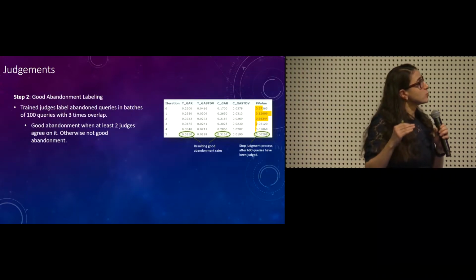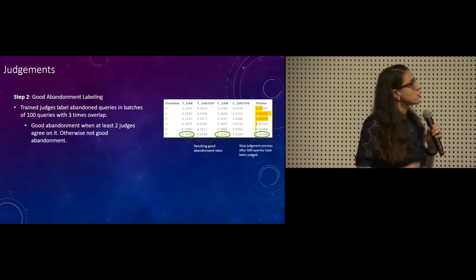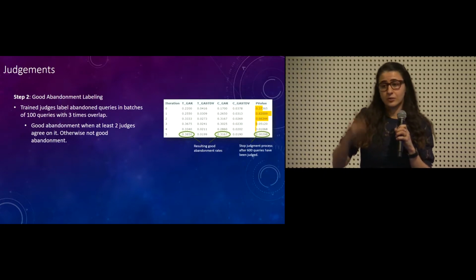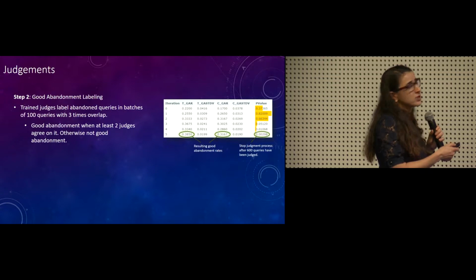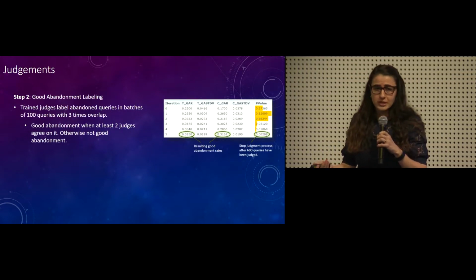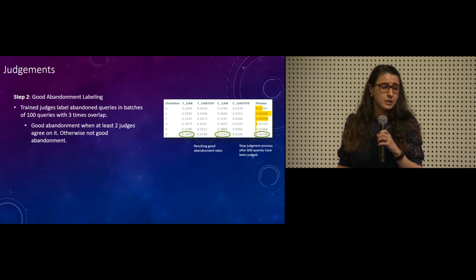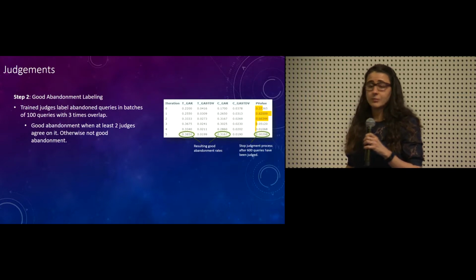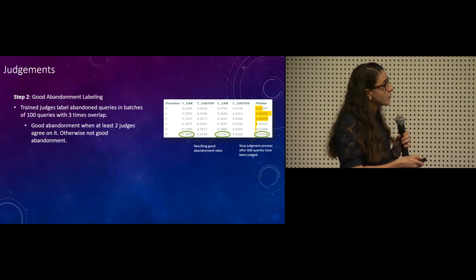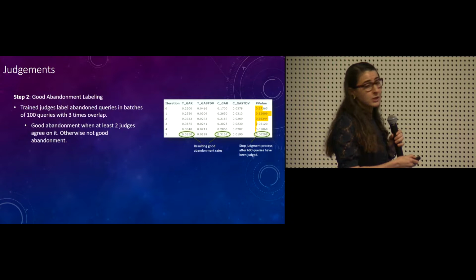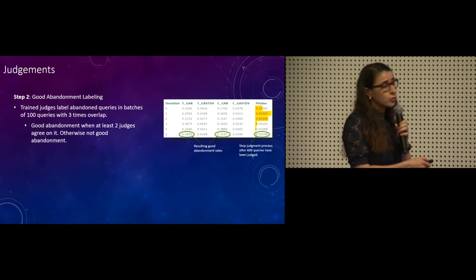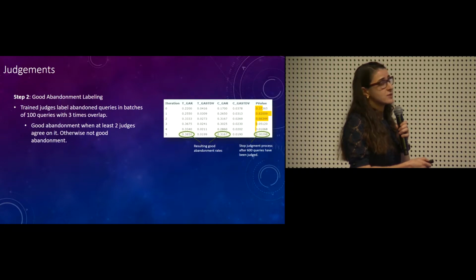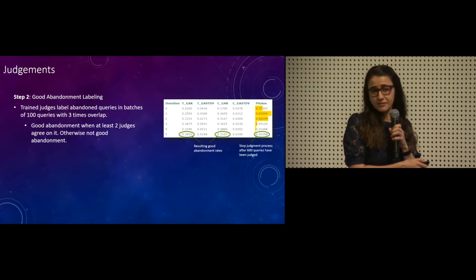The way we do this judgment is with batches. Our 1,000 queries get divided into 10 batches of 100 each. Each query gets 3 judgments at a time so that we can do a majority label. If at least 2 of the judges agree that the query has good abandonment, we label it as good abandonment. With every batch that's being measured, we compute a good abandonment rate for treatment based on the labels and a good abandonment rate for control. Then we test whether the difference between those rates is statistically significant or not.